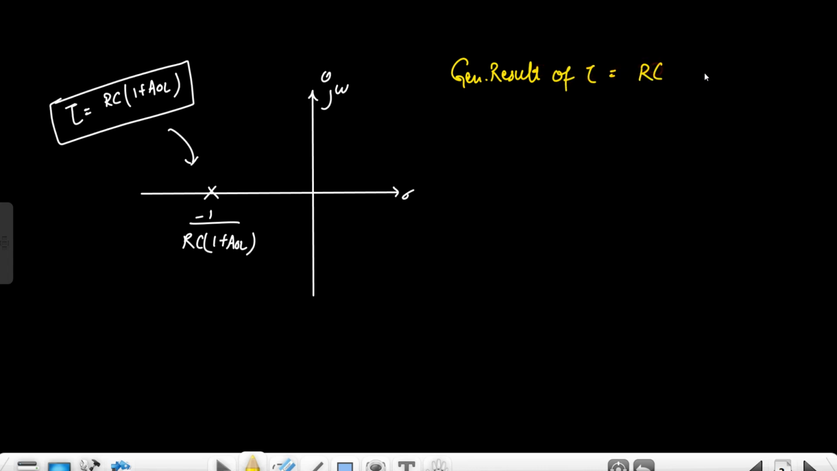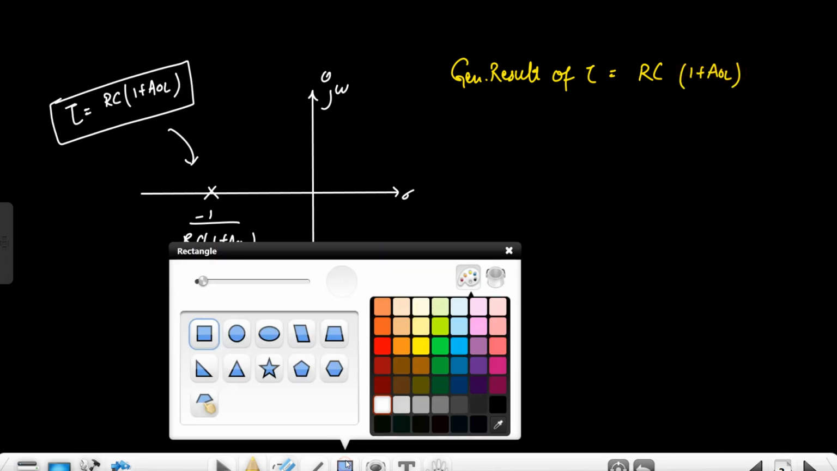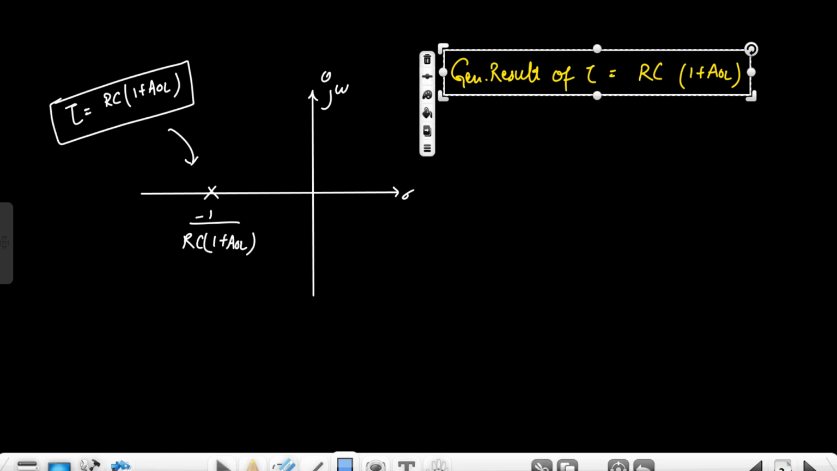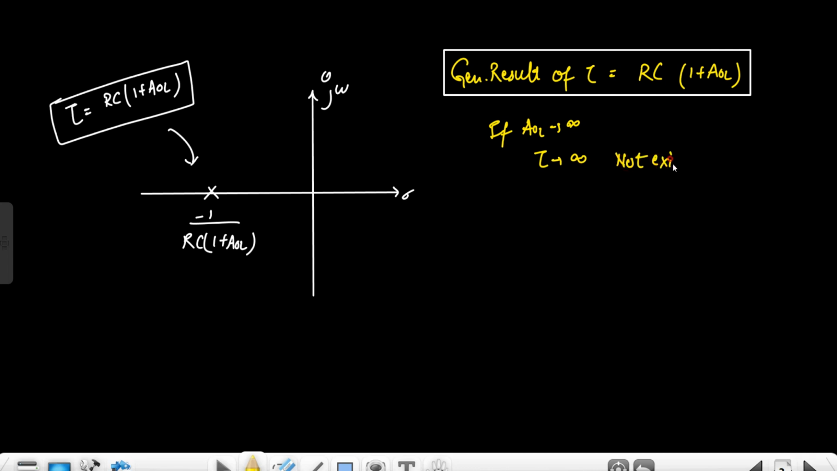This is RC and 1 plus AOL, because as we can see, when AOL is infinite, the time constant will be infinite, right? Which we have seen in the ideal integrator circuit. We can say the time constant does not exist or is not defined. This was the case of the ideal integrator with the ideal op-amp.